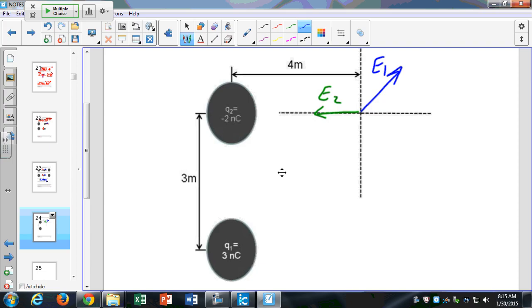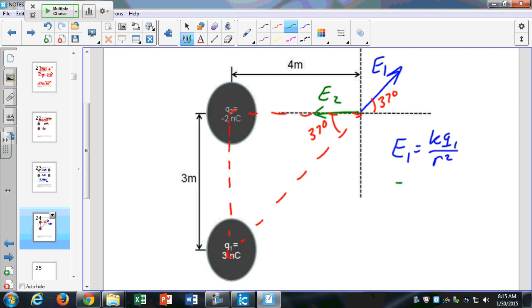Then, of course, I need to find my angle. Recognize that this is a triangle. This angle, as we've done before, is 37 degrees. And then we go about the task of calculating the magnitude of E1, which is going to be KQ1 over R squared. E2 is KQ2 over R squared. I'm going to call these R1 and R2 because their distances are different.